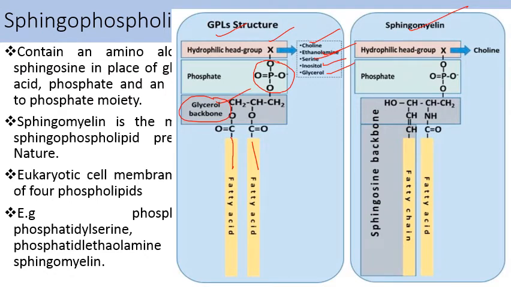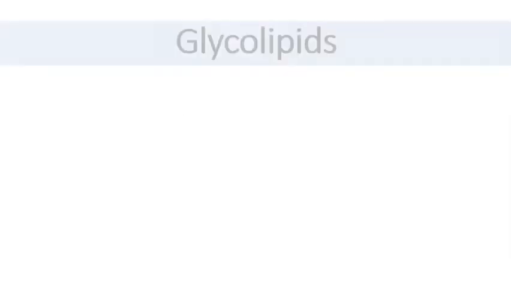While sphingomyelin, which is a sphingophospholipid, contains sphingosine in place of glycerol, which forms the backbone of this lipid. The phosphate group is attached to it, and is attached to the alcohol moiety, for example choline, and it also contains 2 fatty acids. So there are basically 2 types of phospholipids. One is glycerophospholipid. Next comes glycolipids.